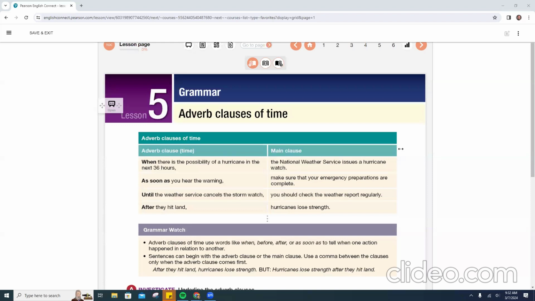So then I would say the National Weather Service, forgot to make capital letter, issues a hurricane watch when there is the possibility of a hurricane in the next 36 hours. So look at the difference. Let me change the color because I'm going to move it over.